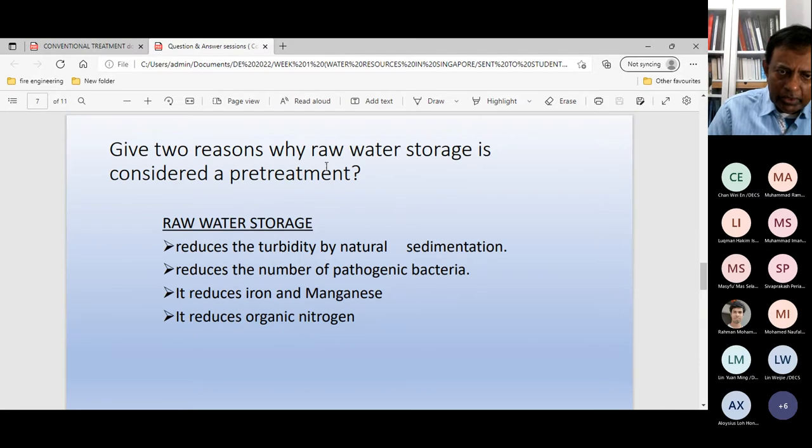Give two reasons why raw water storage is considered as a pre-treatment. Because it reduces the turbidity by natural sedimentation, and reduces the number of pathogenic bacteria. It also oxidizes the manganese. It also reduces organic nitrogen. So these are occurring in what we call raw water storage.